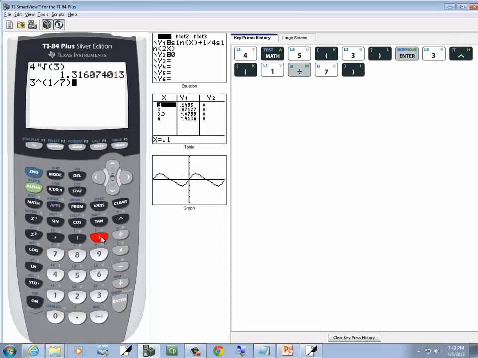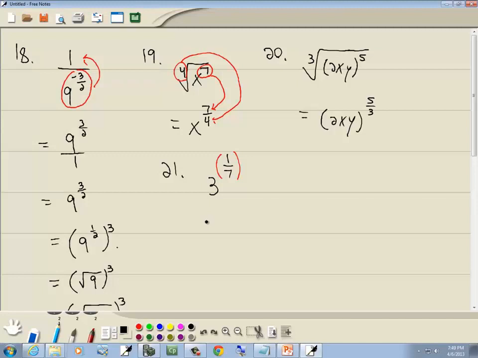You can put a closing parentheses if you want. The TI-83, TI-84 doesn't need closing parentheses at the very end. And then enter. And we get 1.17. And that's our answer.